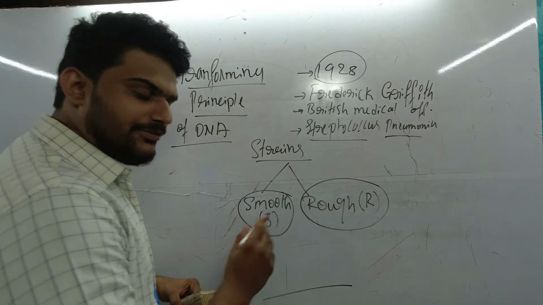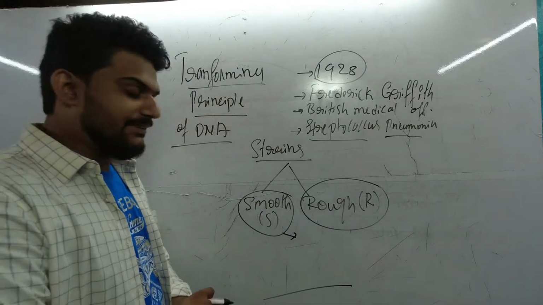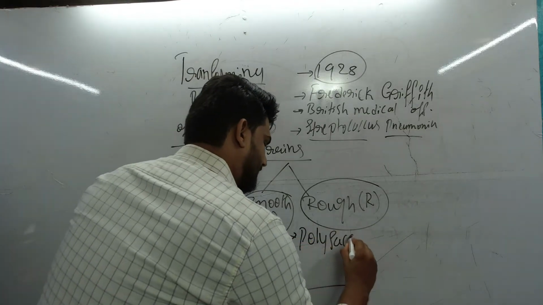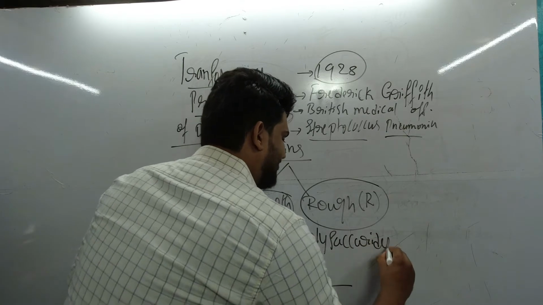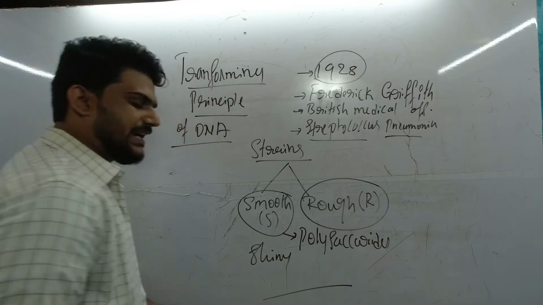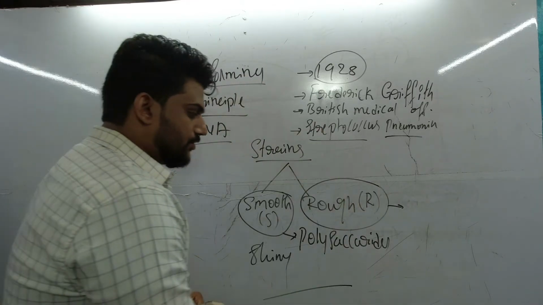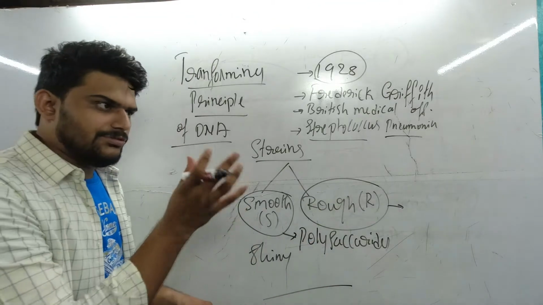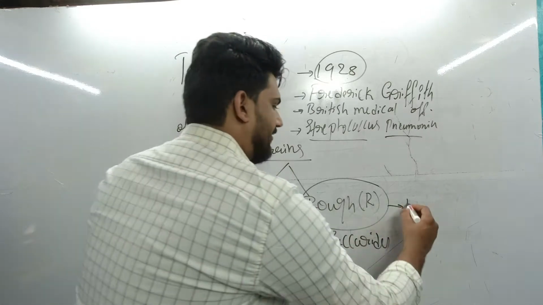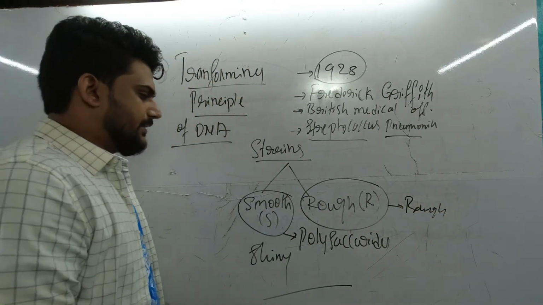So what was the main difference when he found this out? The smooth S strain had a coat of polysaccharides, and it had a very smooth and shiny structure. The rough strain had no polysaccharide layer over the cell, and it had a rough texture.